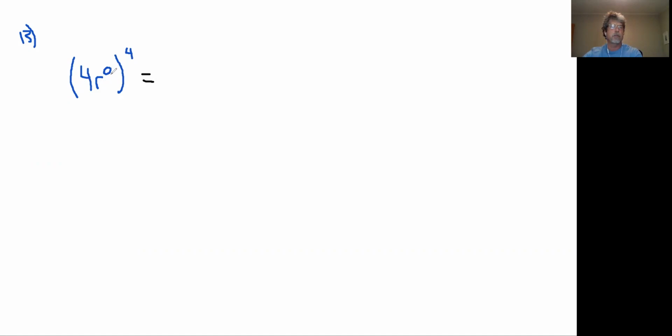Since r is raised to the power of 0, we know that r to the power of 0 turns into a 1. So our problem turns into, in parentheses, this 4 times 1, close parentheses, then raised to the 4th power. So once we've done the exponent inside the parentheses, we can now do the multiplication. 4 times 1 is 4. So that's 4 to the power of 4.